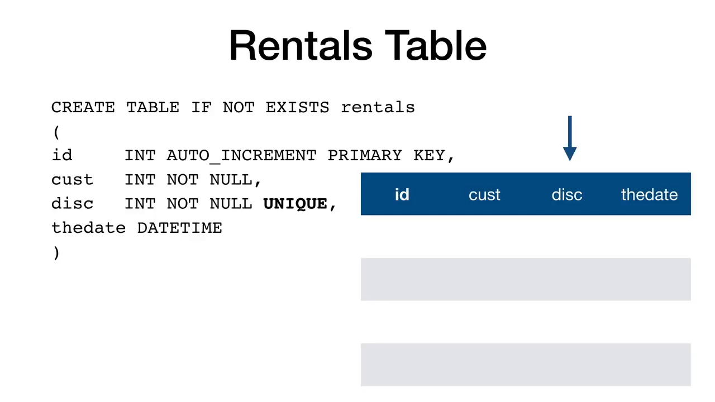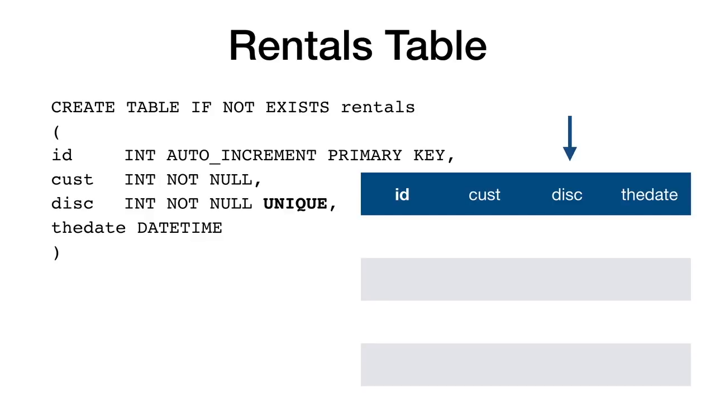Now, I've decided here, if you look, that the disk should be unique, because the way I figure, we should only have one disk out. The disk can only be out once, right? A customer can appear in this table several times at any one time, because they can have a couple of disks out. So a single customer can have many disks. But a disk can only be rented once at a time. At any one time, the disk can only be out once. So I've decided that should be unique.